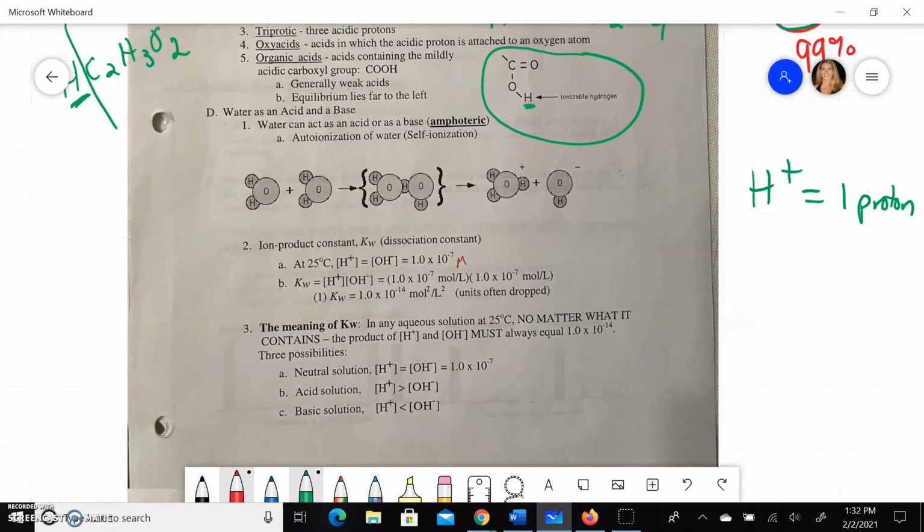Another vocab word, amphi, means both. Like amphibian can live in both water and land. And so water is amphoteric because it can act like an acid or a base. It can act like an acid if it donates one of its hydrogens. It can act like a base if it receives a hydrogen.